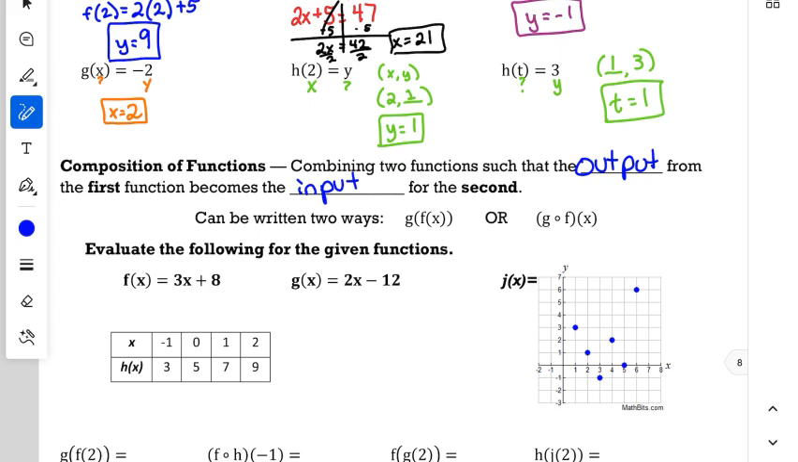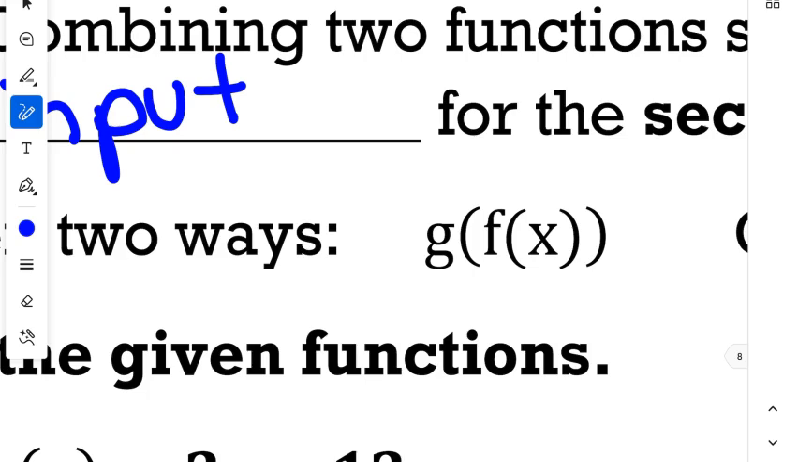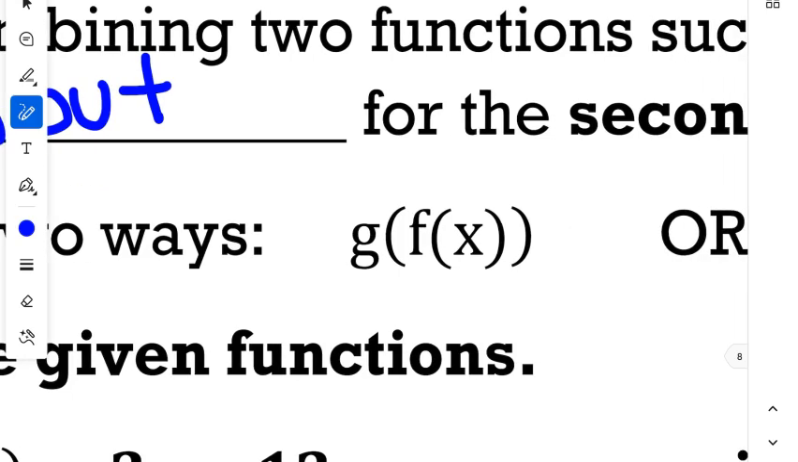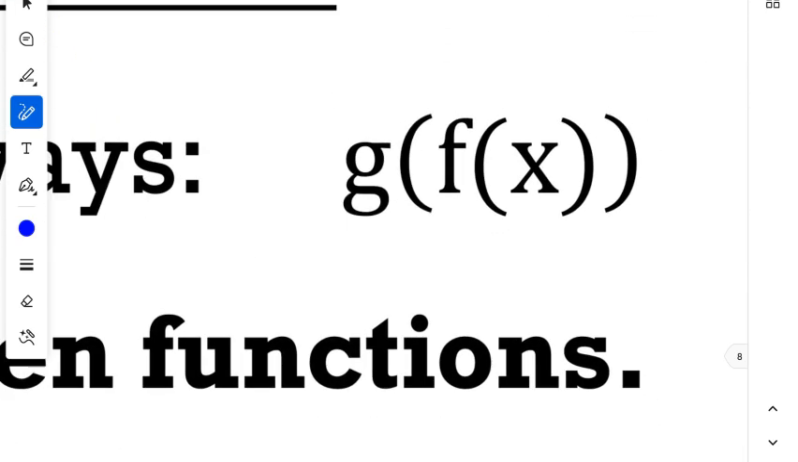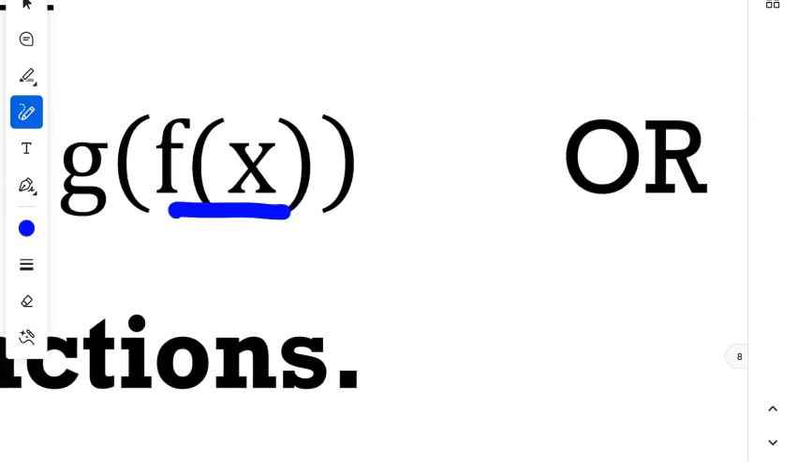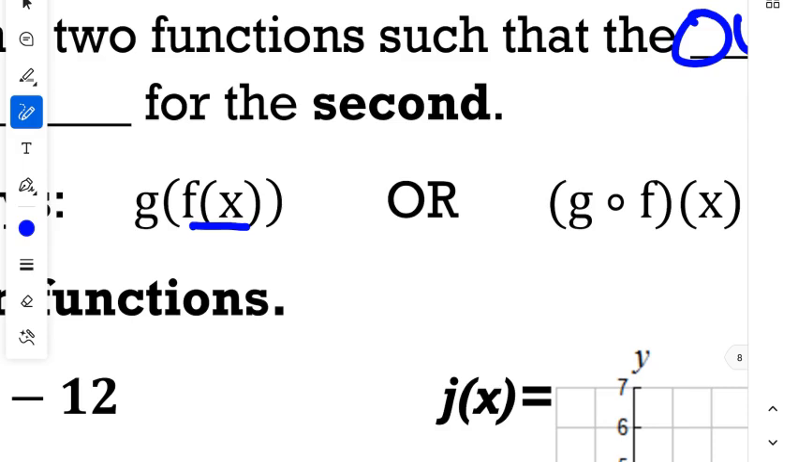Okay, so it says it can be written two different ways. G of f of x. So instead of being g of an x value, it has f of x inside. See that? And then the other one looks like this. It has an open circle, which is different from multiplication.